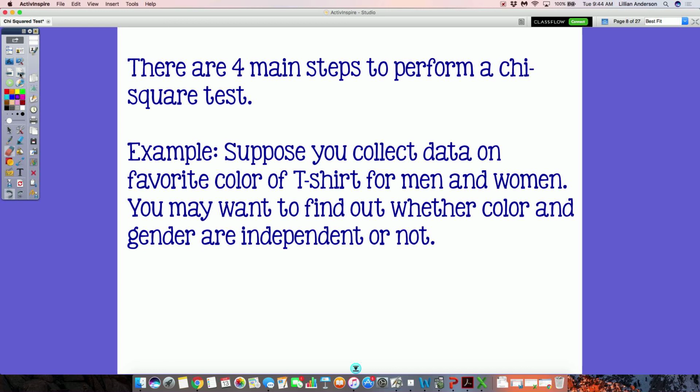So here's the example that we're going to use. It says, suppose you collect data on your favorite color of t-shirt for men and women. You may want to find out whether color and gender are independent or not, okay? So, some people say, well, girls like pink and yellow and lavender and stuff like that, and guys are more of like black and blue, those solid man colors, whatever. Okay, you can run a test to see if that really is true. Like whether your gender affects your preference of color. Okay, so this is the example that we're using to perform all 4 steps. We ready? Let's do this.